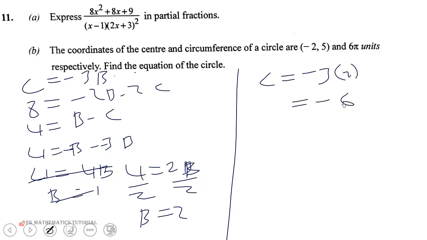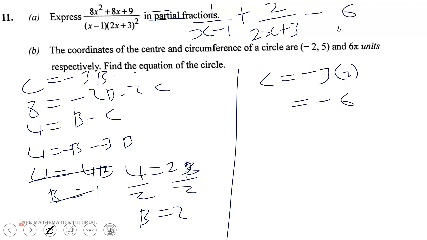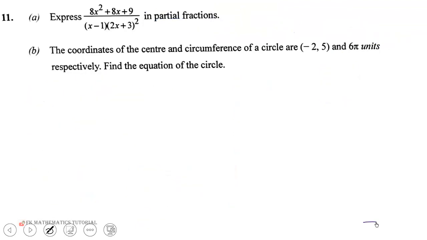So the partial fraction will be equal to a, which is 1 over x minus 1, plus b, so plus 2 over 2x plus 3, then minus 6 over 2x plus 3 all squared. So we have the b part.